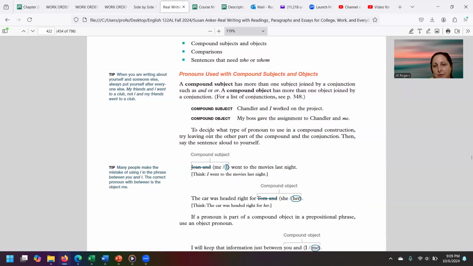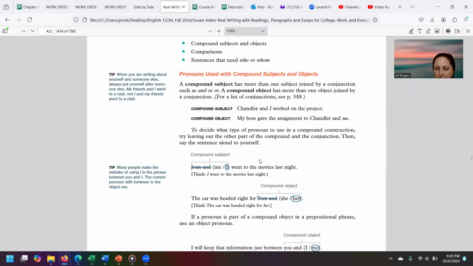So you have to decide what type of pronoun to use in a compound construction. To do this, try leaving out the other part of the compound and the conjunction. Then say the sentence out loud to yourself. So we say, "Me worked on the project" or "I worked on the project." Oh, it's not "me worked," it's "I worked." Example: "Me went to the movies" or "I went to the movies." I went to the movies. See, it's easier that way. So you just take out the compound part and look at the pronoun, and then it makes more sense.